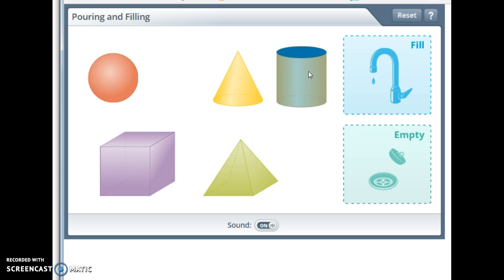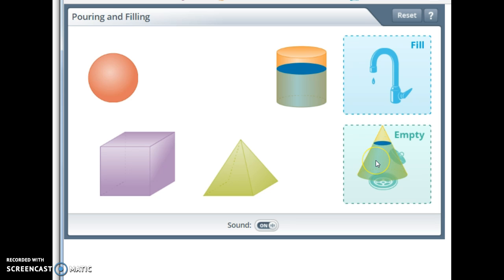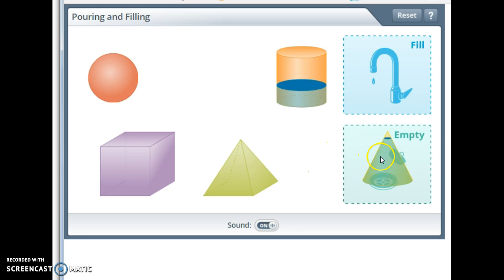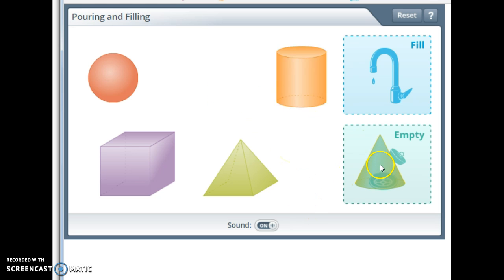Now we can do this backwards, and I can show you how I can empty my cylinder into my cone, and it should take 3 whole tries. That's 1, 2, and 3. So it's actually quite simple, the relationship that they have. The cylinder is 3 times the size. The cone is 1/3 of the size of the cylinder.